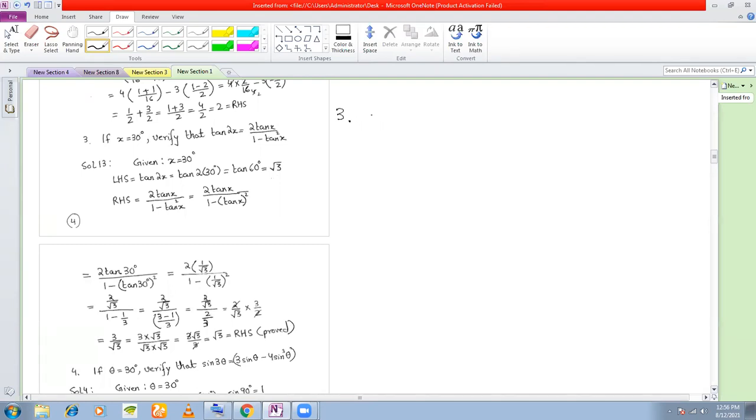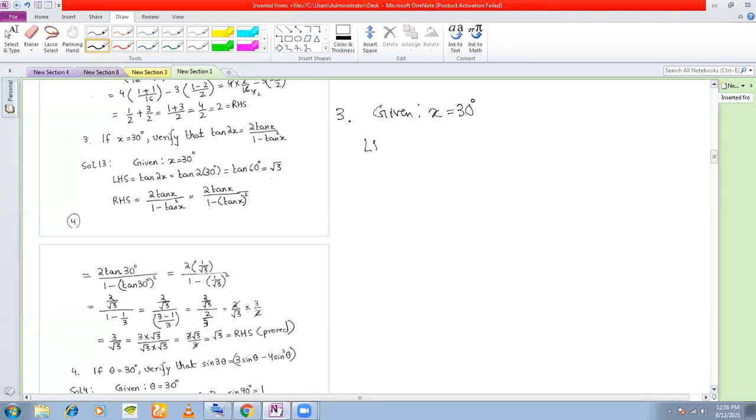Let's see the next problem. If x is equal to 30 degree, verify that tan 2x is equal to 2 tan x by 1 minus tan square x. So given here, x is equal to 30 degree. Okay. You need to verify. Verify means you need to prove. And if you want to prove, then what do you do? You prove that left hand side is equal to right hand side, right?